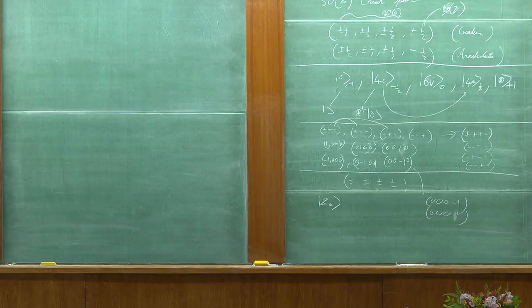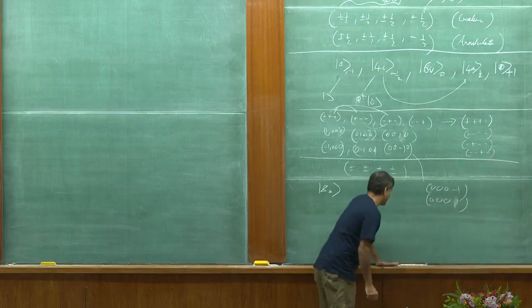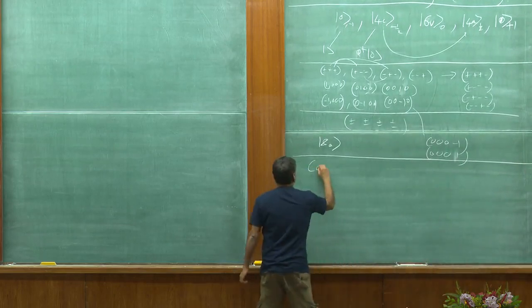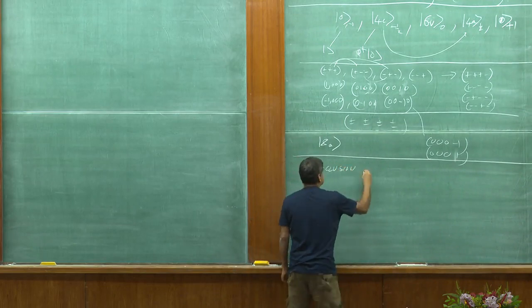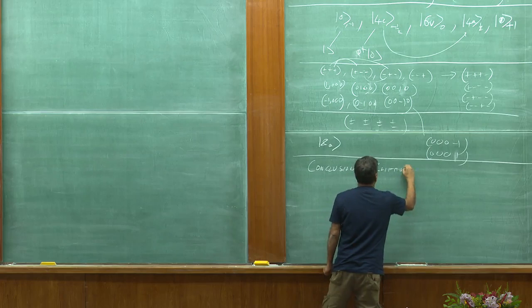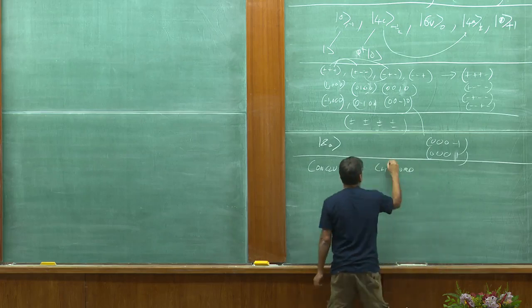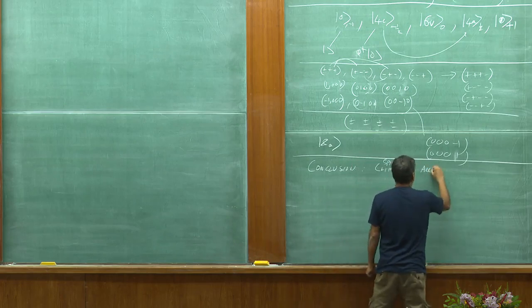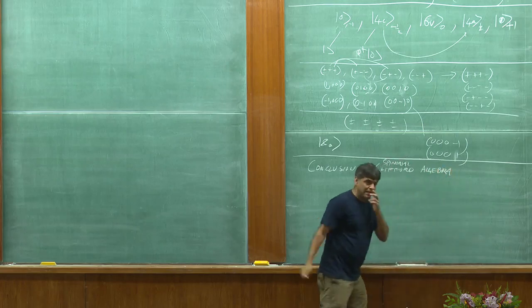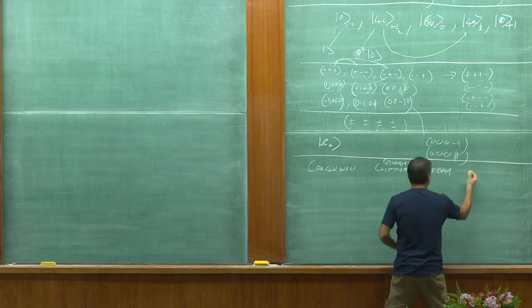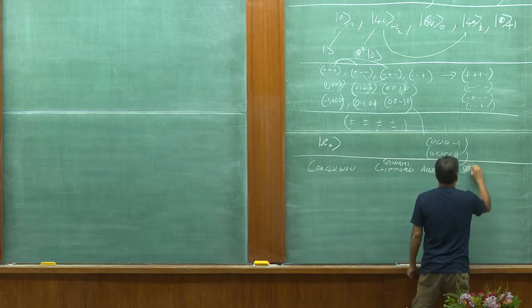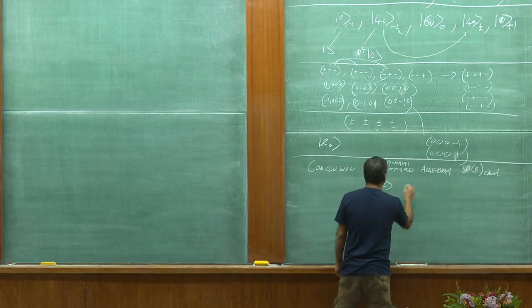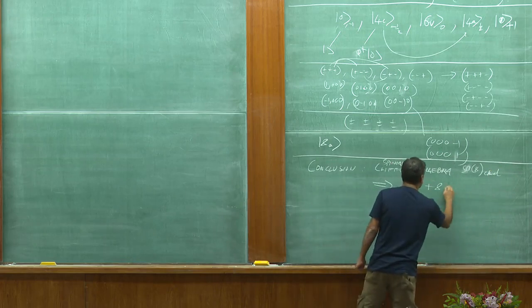Okay, and so we've concluded that the spinorial Clifford algebra of SO8, chiral, has state content equal to 8 vector plus 8 antichiral.